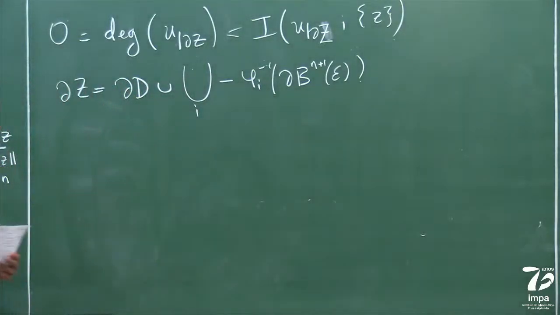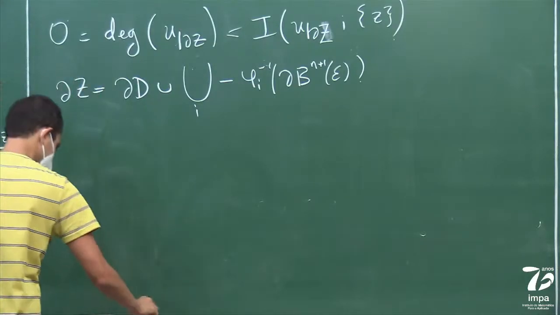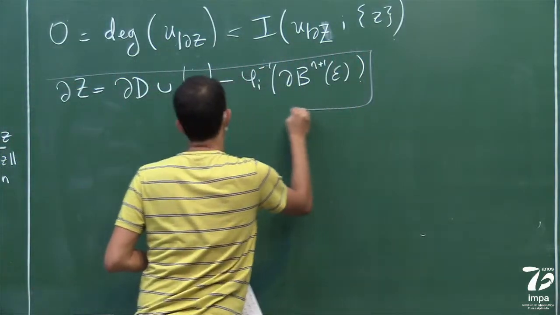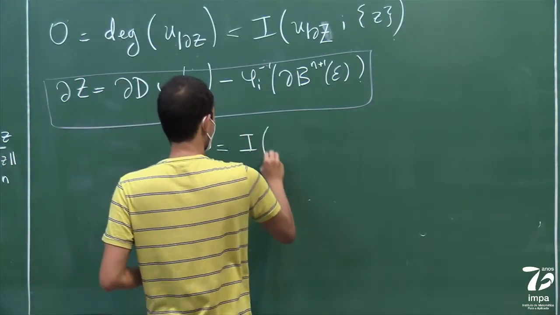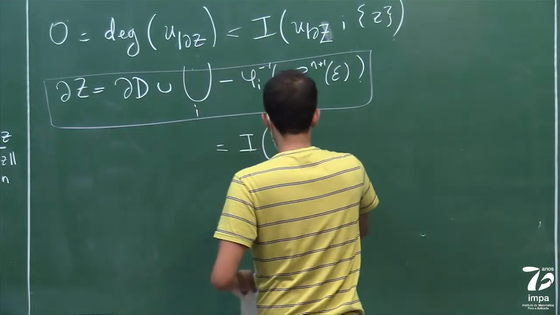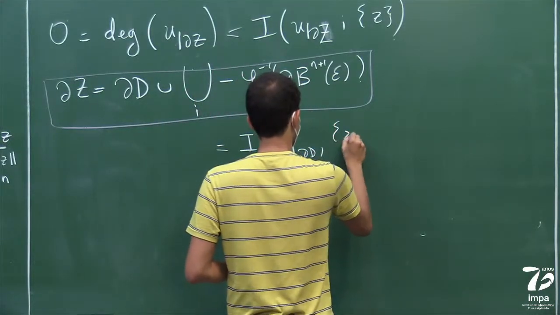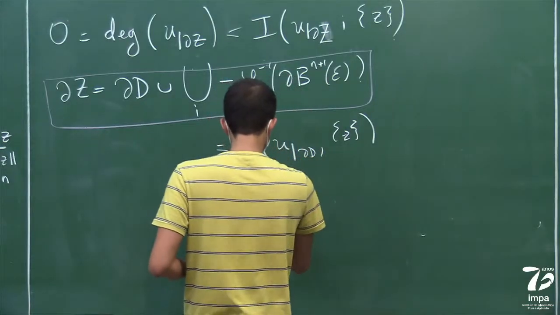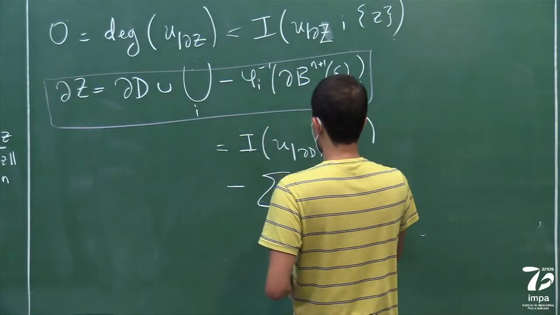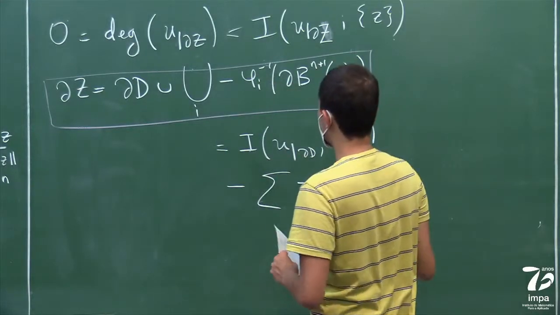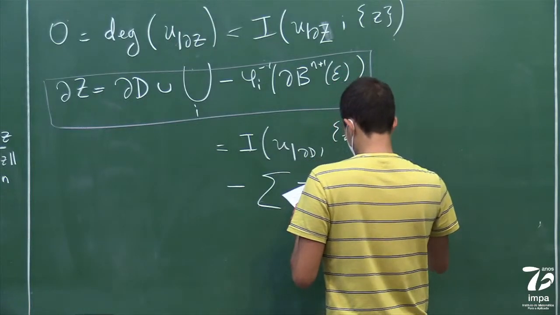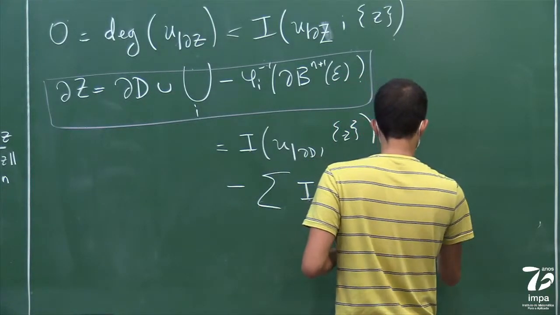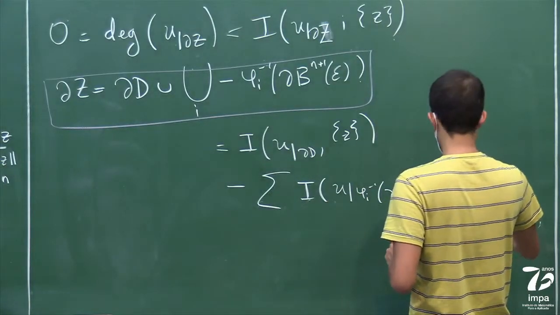Okay? So that means, from this equation here, let me put this in a box. So that means that this intersection number here is going to be the intersection number of U with the boundary of D, minus the sum of the intersection numbers of U restricted to phi inverse of the boundary of the ball, with z.